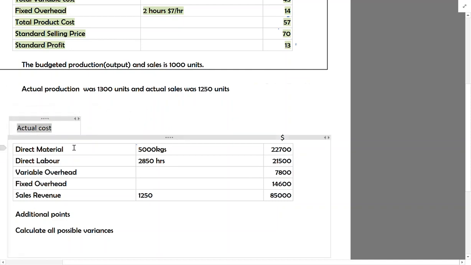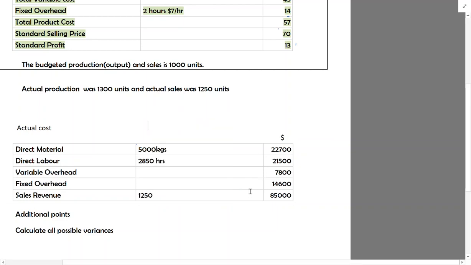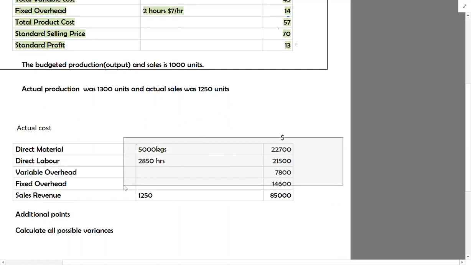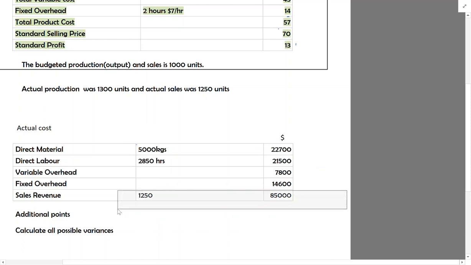So we have actual cost, direct material 5,000 kgs at 22,700, direct labor 2,850 hours at 21,500, variable overhead, hours is not given for variable overheads. Why? Because it's based on labor hours. Yeah, 7,800. Fixed overheads is 14,600. And sales revenue is for 1,250 because we only sold. Remember, the trick is that these are the costs of 1,300 units. But this is the sales revenue of only 1,250 units.